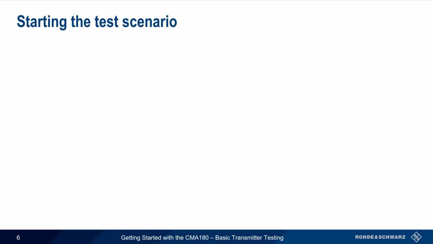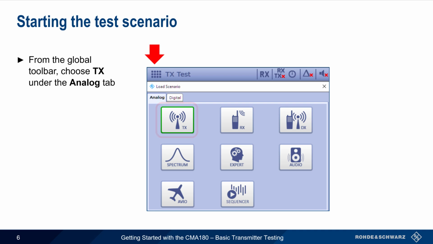To run a transmitter test on the CMA180, we start by going to the global toolbar and then selecting TX, that is transmit, under the Analog tab, since we're testing the transmit portion of the radio.